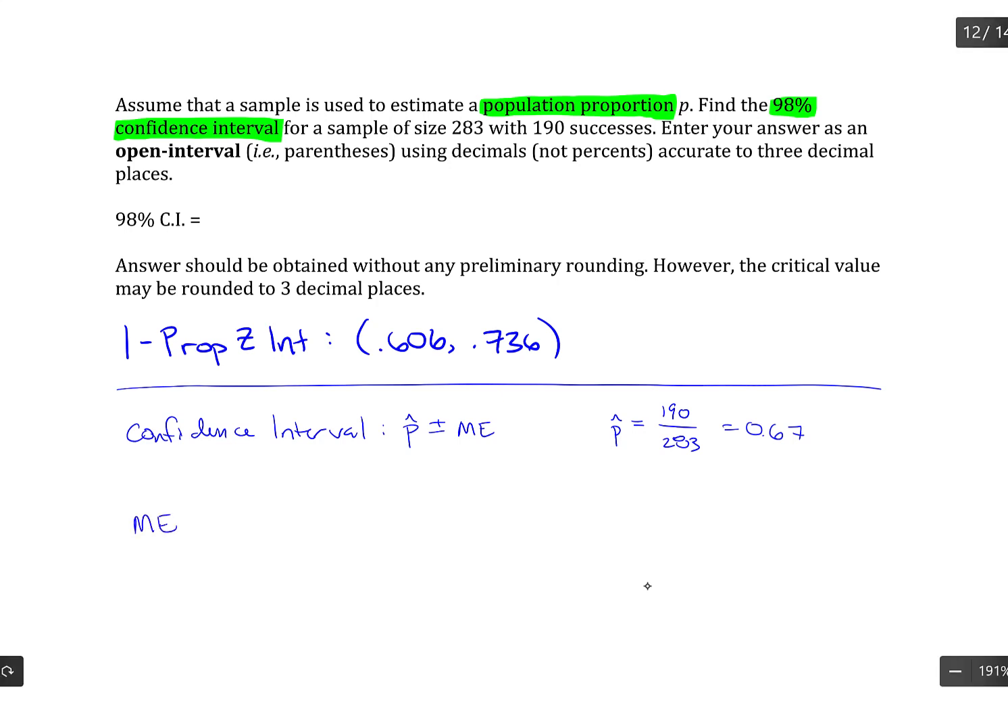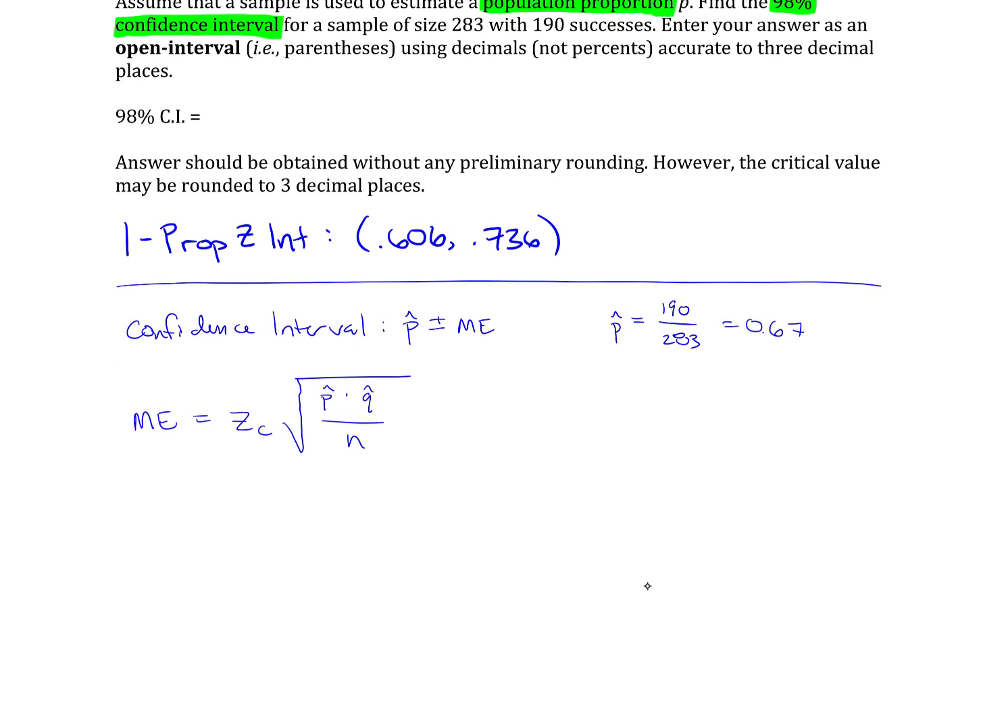Next, we need to find our margin of error. To find this margin of error, we need to take our level of confidence and find a critical value based off of that, and multiply it by the square root of p hat times q hat divided by n. For the critical value per our level of confidence, there's a formula, which is the absolute value of the inverse norm of (1 minus the level of confidence) divided by 2.